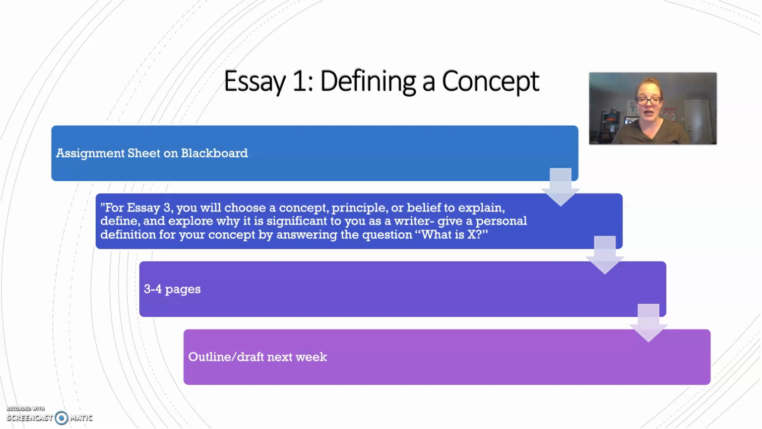The basic assignment is, it says essay 3, it should say essay 1. You'll choose a concept, a principle, or a belief to explain. Define and explore why it's significant to you as a writer. Essentially, you're redefining or giving a personal definition for your concept. It's going to be about 3 to 4 pages. We're going to outline and draft this week. So during week 1, it says next week here because technically it's currently Friday, so next week.